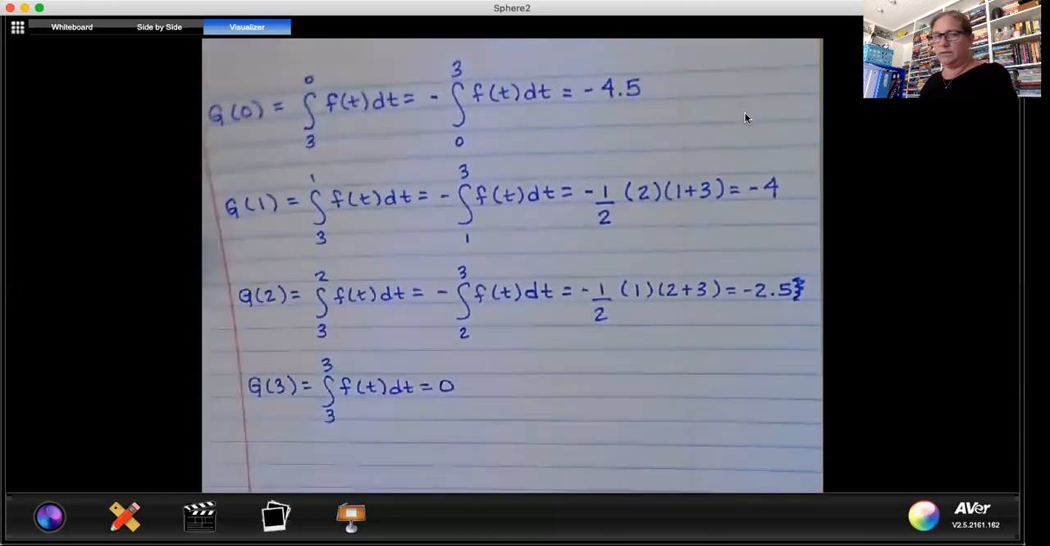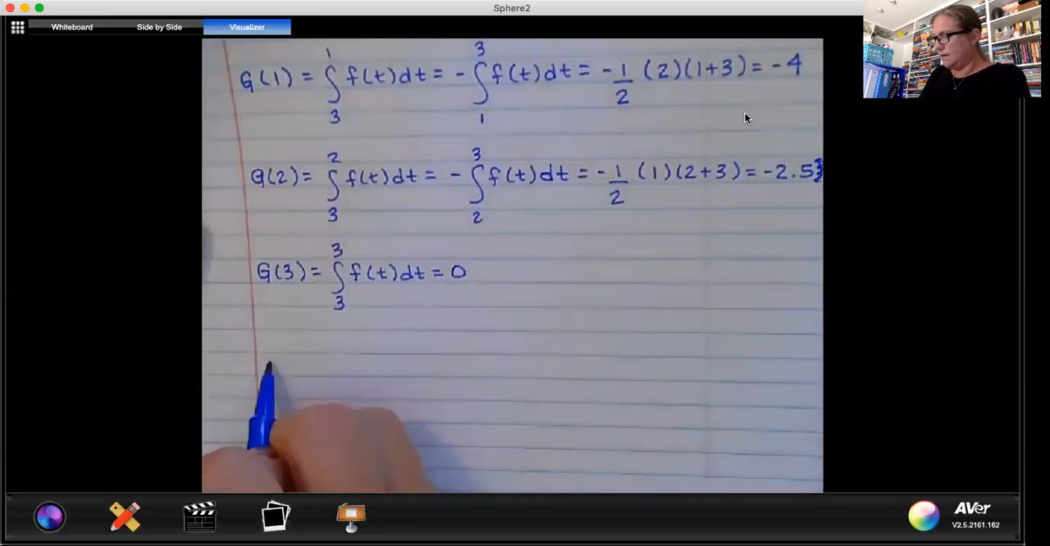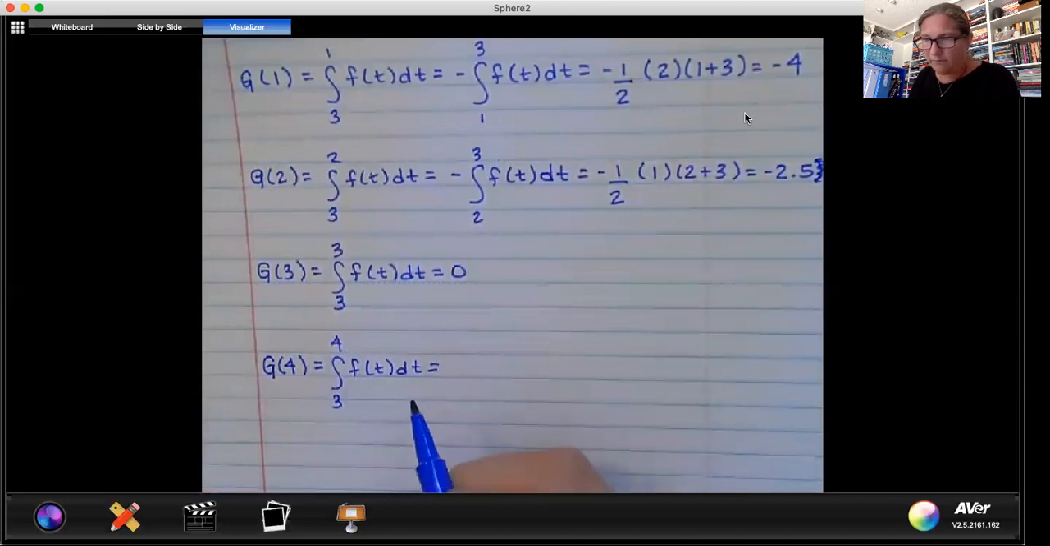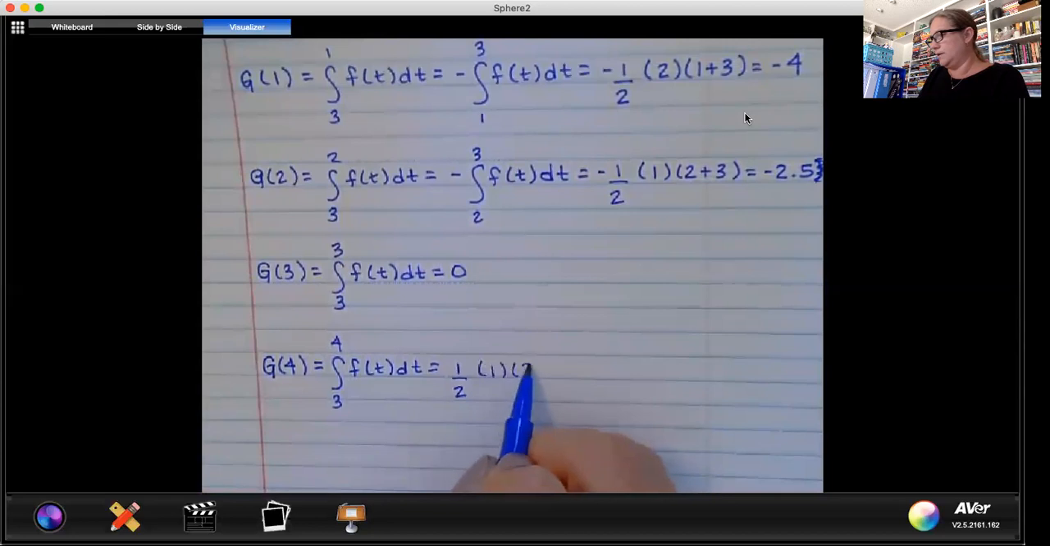All right, so now we're going to look at g of 4, and this is going to be our first one that is positive in that the bounds are in the right place. So looking on your graph from 3 to 4, you have a trapezoid, 1/2 times 1 times 3 plus 4, and that equals 3.5.